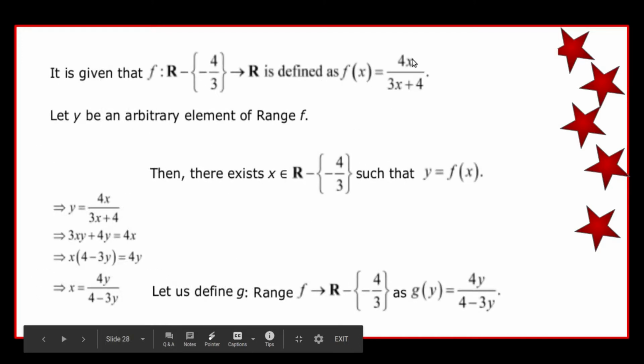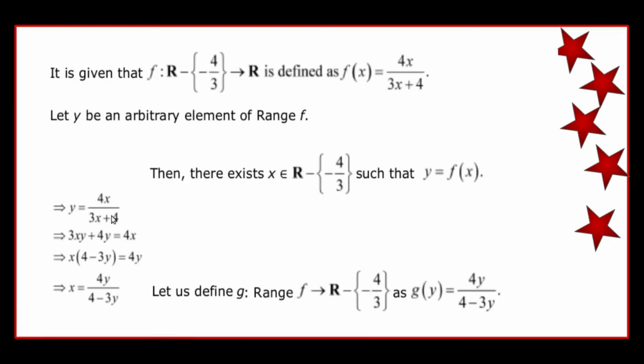f of x is 4x divided by 3x plus 4. Okay, now take y equal to f of x, y equal to 4x divided by 3x plus 4. Cross multiplying, y into 3x plus 4 equal to 4x, that is y into 3x, 3xy, y into 4 is 4y. Now take this term to LHS.